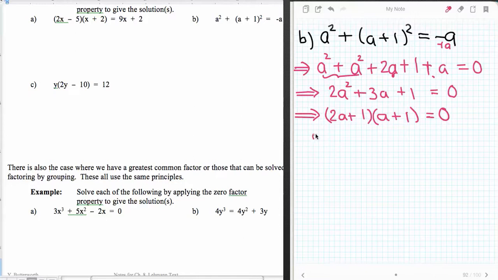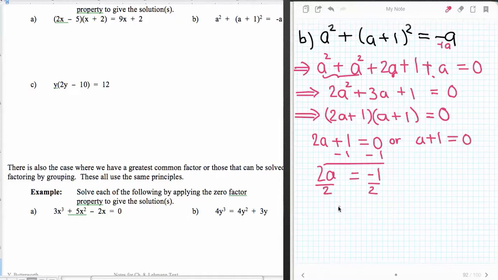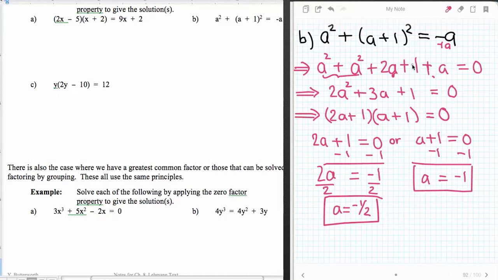And so now we're going to set each of these factors that contain a variable equal to 0. So 2a plus 1 equals 0, or just a plus 1 is equal to 0, and then we'll solve. So I'm going to add the opposite of 1 to both sides, so 2a is equal to negative 1, and then multiply by the reciprocal here and here, so a is equal to negative 1/2, and then here add the opposite of 1 to both sides, and so I get a is equal to negative 1. So either a is equal to negative 1 or a is equal to negative 1/2. And I'll let you check those on your own, but hopefully that's what you got in the first place. And so those would be our solutions.